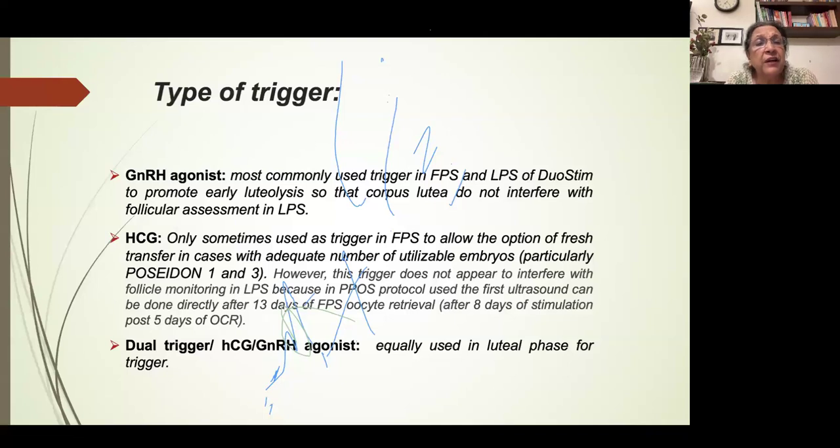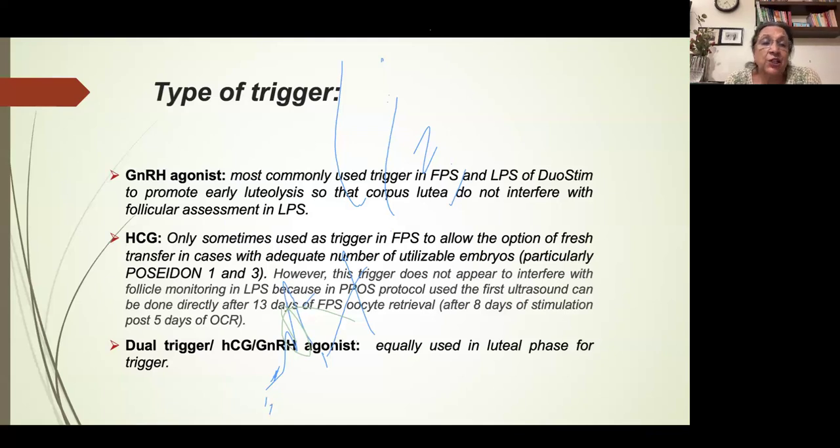Now, type of trigger, I just told you, either it is GnRH agonist or it is HCG or dual trigger. Now, GnRH agonist trigger is the most commonly used trigger in follicular phase stimulation and luteal phase stimulation of duostim to promote early luteolysis, so that corpora lutea do not interfere with follicular assessment in LPS or even in the subsequent cycle when the patient comes for frozen embryo transfer.